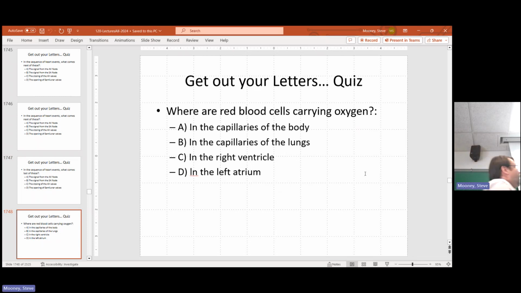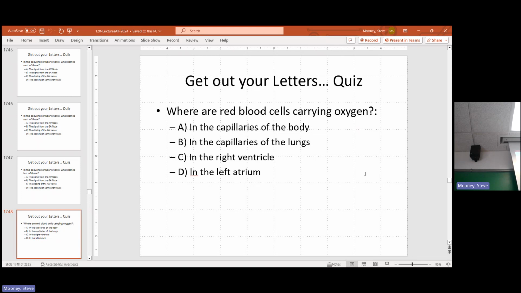So where are we going to find red blood cells carrying oxygen? Capillaries of the body, capillaries of the lungs, the right ventricle, or the left atrium? Where do we have oxygenated red blood cells? So what's probably the best answer up there? It is D. They're pure, definitely oxygenated.